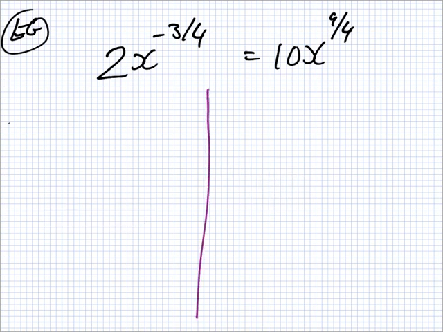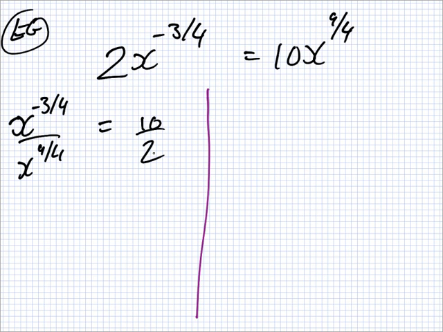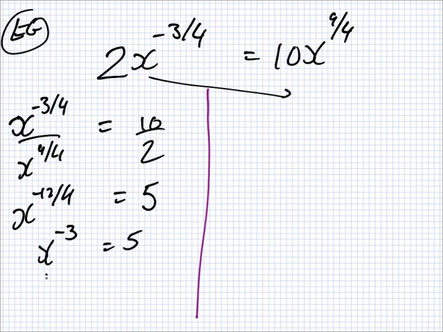So the first thing I could have done is a little bit of cross multiplying. I could have put the x to the minus 3/4 and the x to the 9/4 on the left and the 10 over 2 on the right. Just cross multiplying. Bring the 2 down and bring the x down. Now why bother? Well, 10 over 2 is easy. And here I subtract the powers. So minus 3/4 minus 9/4 is minus 12/4, which is x to the power of minus 3, which is 1 over x cubed equals 5.